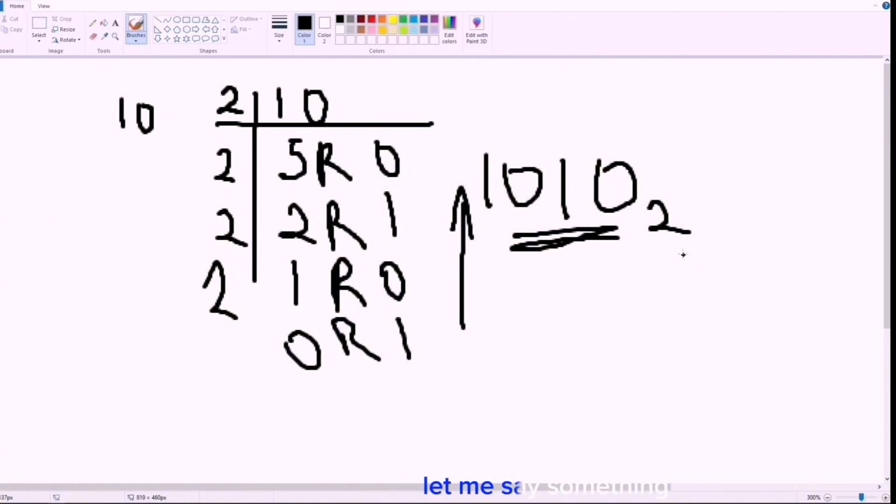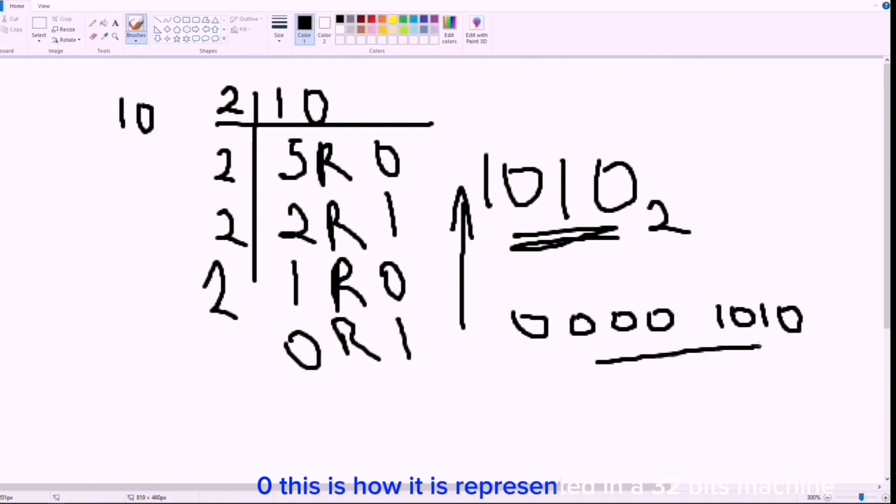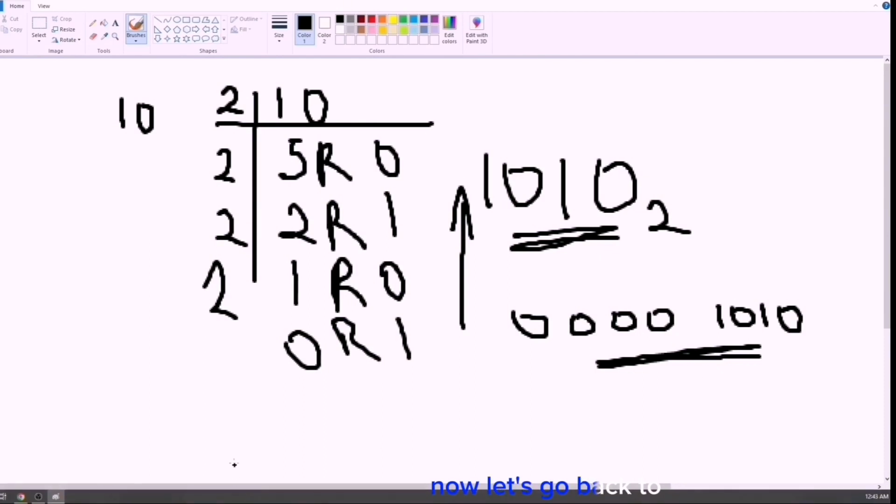Now, quickly, let me say something. Our systems work in 32 bits. So how this binary is represented in our system is 0, 0, 0, 0, 1, 0, 1, 0. This is how it is represented in a 32-bit machine. So this is just for clarity's sake. I believe this is clear. We understand this.